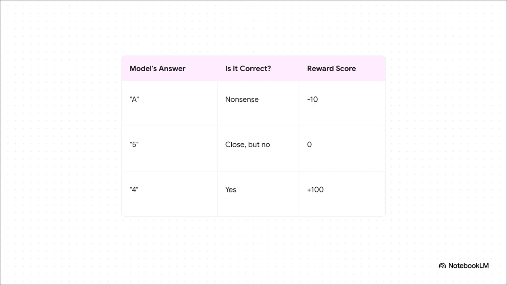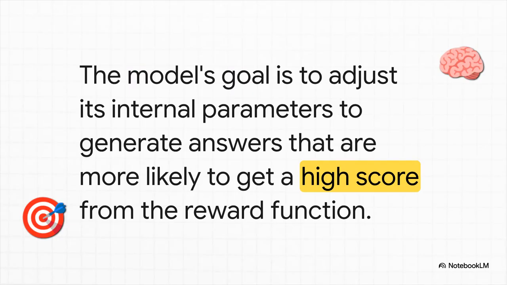Take a super simple example. What is 2 plus 2? If the model says 4, boom, big reward, plus 100 points. If it says 5, well, that's close, but nope, 0 points. If it says something totally random like A, it gets a penalty. We're training it to know what a good answer feels like. And the model does this over and over for millions and millions of questions. Every time it gets a score, it tweaks its own internal wiring to favor the thought processes that led to the high scores. It's literally learning to chase the reward, which means it's learning to find the correct answer.